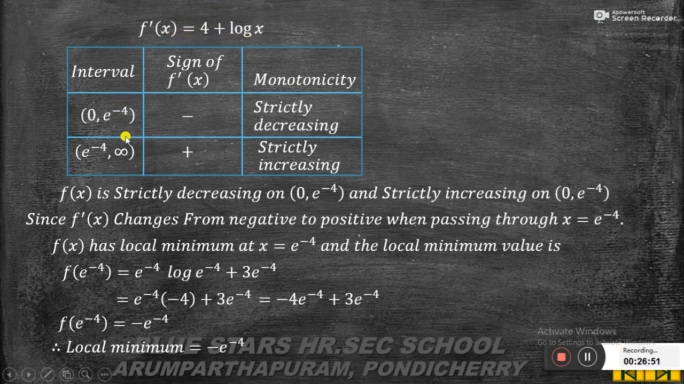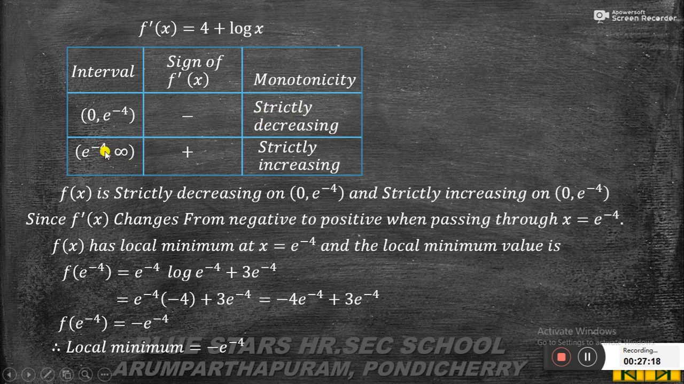Now I make the table. First column interval, second column sign of f dash of x, third column monotonicity. So we find the two intervals, 0 to e power minus 4 and e power minus 4 to infinity. I substitute any value from the first interval in f dash of x, I get a negative answer. So I represent the sign minus. Minus sign means strictly decreasing.